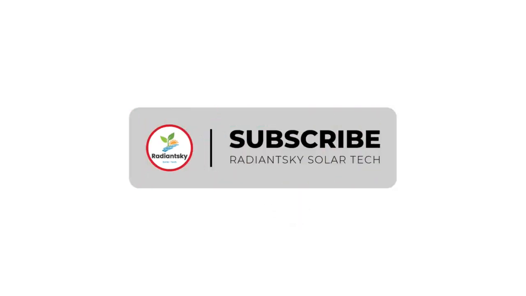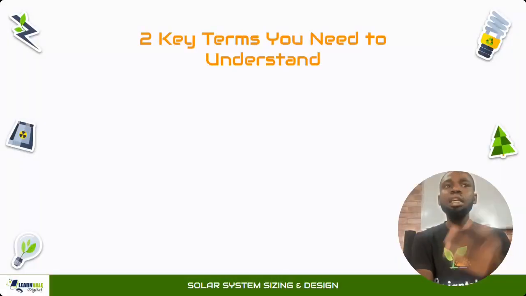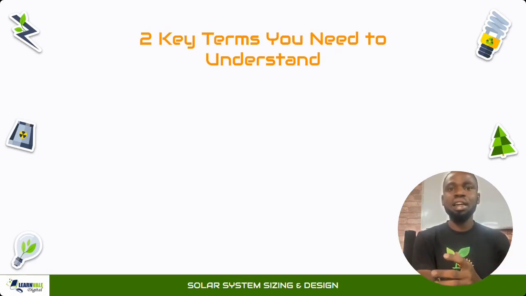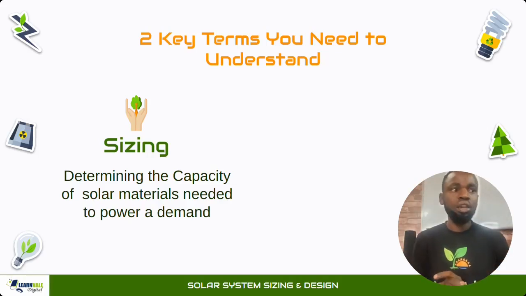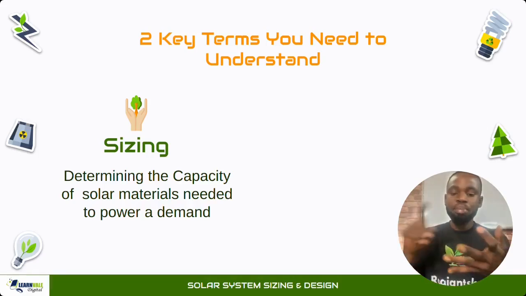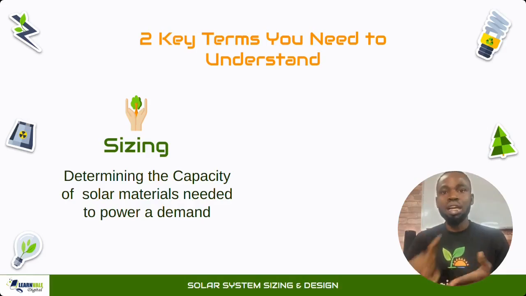So with this said, let's look at the 2 key terms that are mentioned when it comes to system sizing and design. First of all is sizing, and sizing is all about determining the capacity of solar material needed to power a demand. This has to do with determining the size of the inverter, the battery, the solar panel, the protective kit, breakers, circuit breakers, and cables. That is what it does.